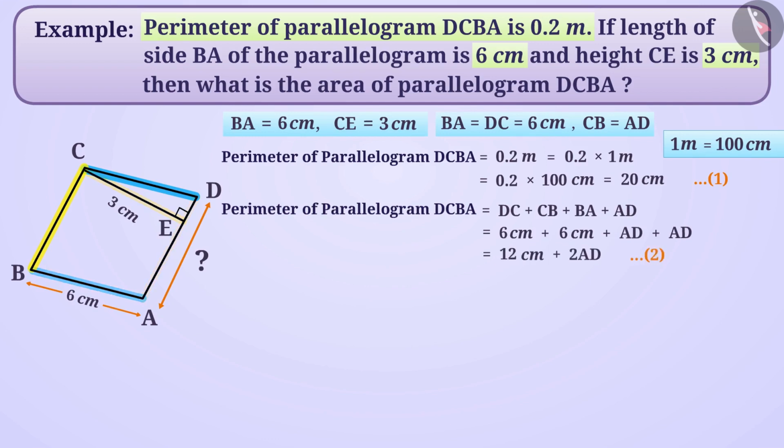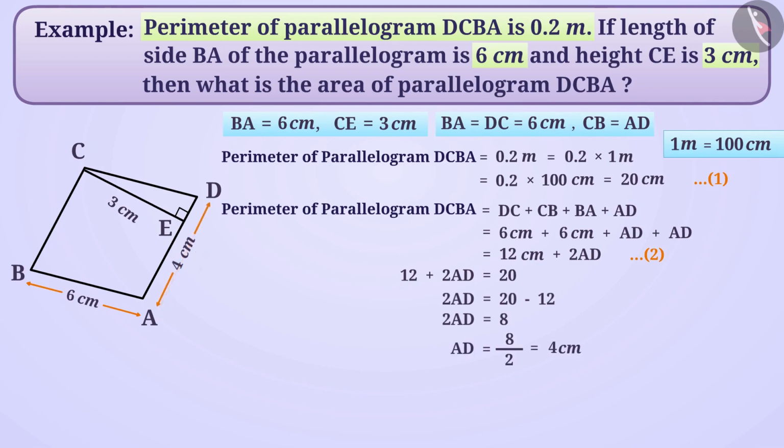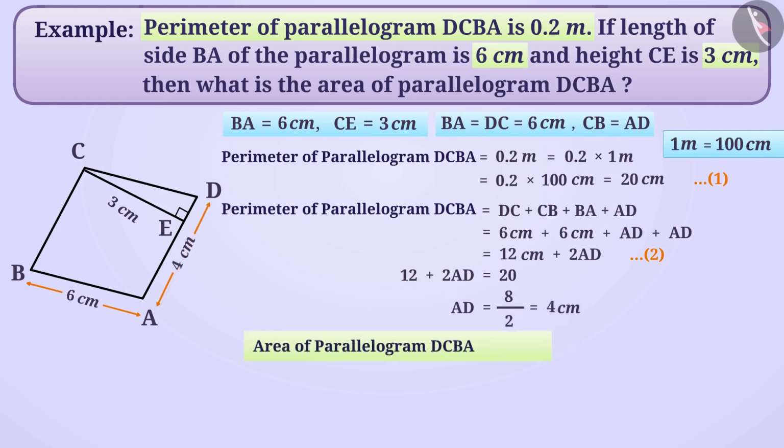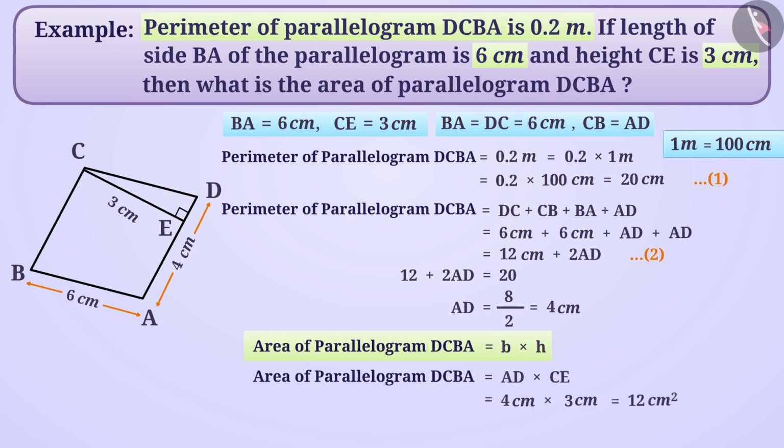2 AD. From equation 1 and 2, 12 plus 2 AD is equal to 20. Solving this, we get twice AD is equal to 20 minus 12, means twice AD is equal to 8. Base AD is equal to 8 by 2 is equal to 4 cm. Since the area of parallelogram is equal to base multiplied by height, therefore area of parallelogram DCBA is equal to AD multiplied by CE is equal to 4 cm multiplied by 3 cm is equal to 12 square centimeter.